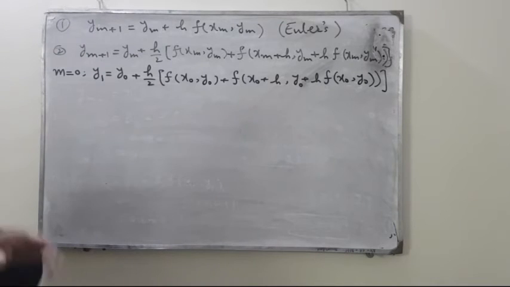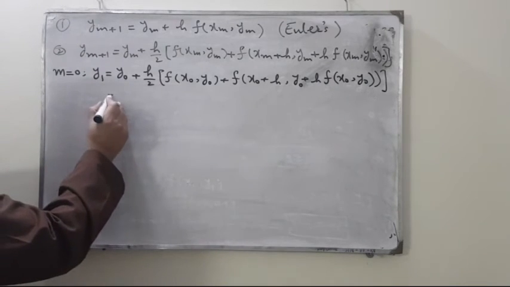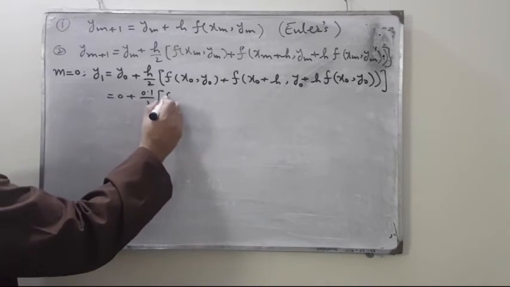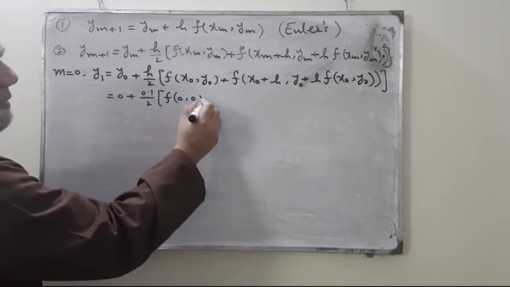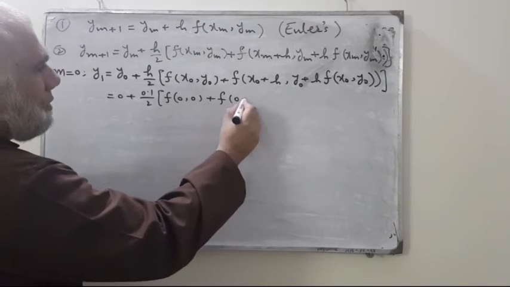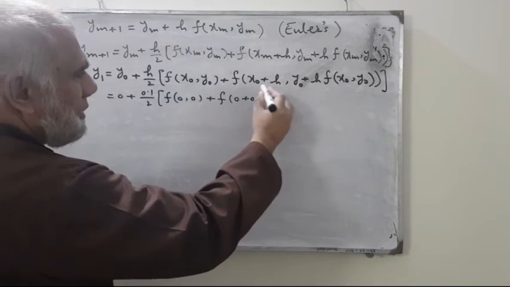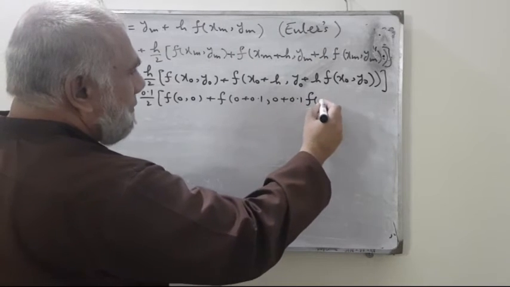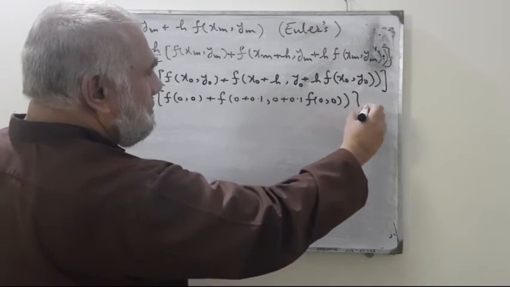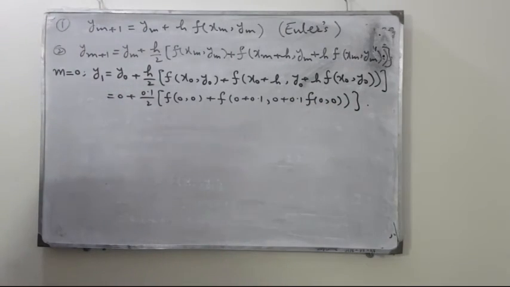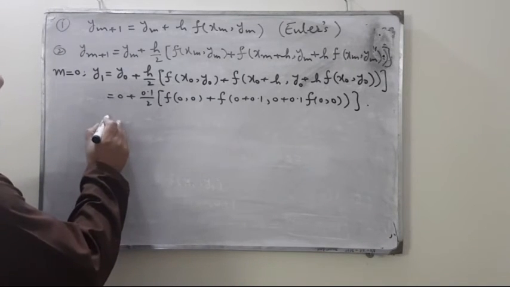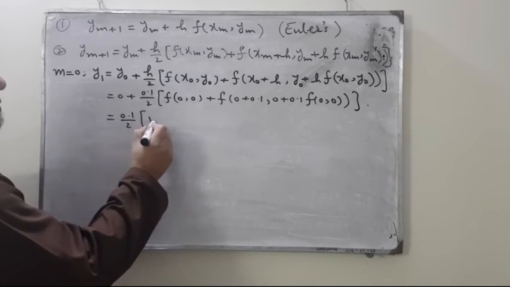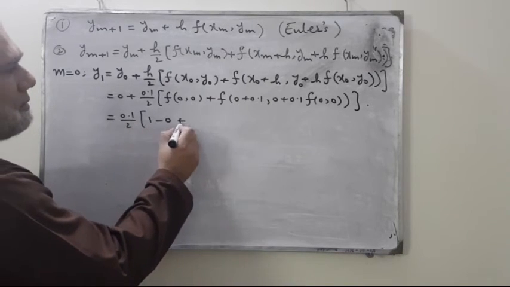And now bring in the values. y0 is 0, h is 0.1, so h by 2, f of x0 is 0, y0 is 0, 0 plus 0.1 for this quantity, and here we have 0 plus 0.1, f of 0 and 0. And we know that f(x, y) is 1 minus y. It takes the form 1.1. This gives you 1 minus 0.